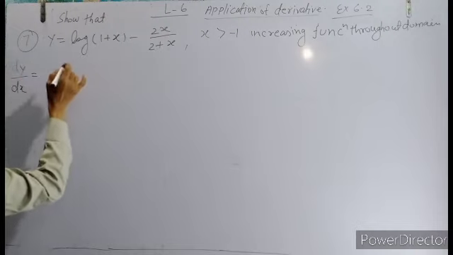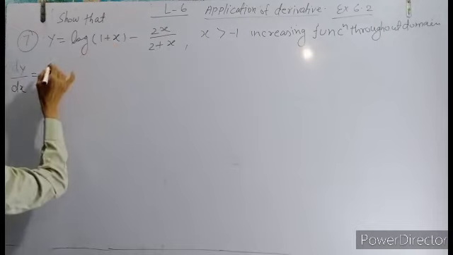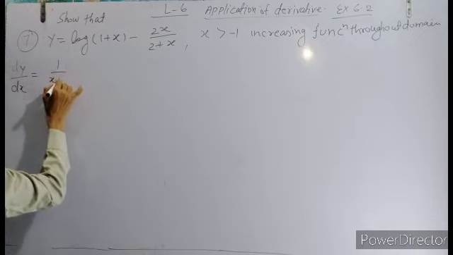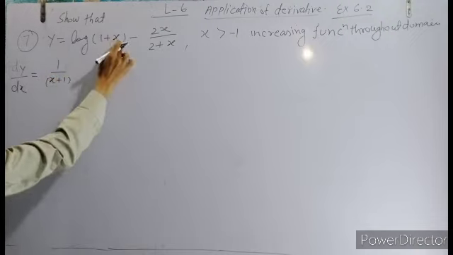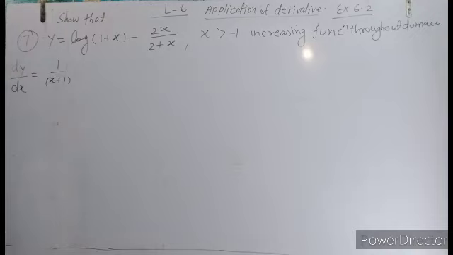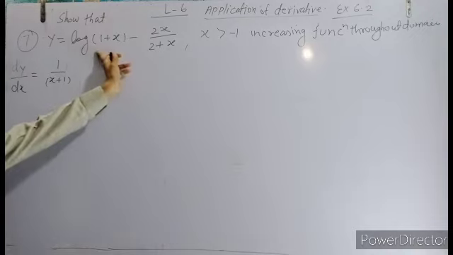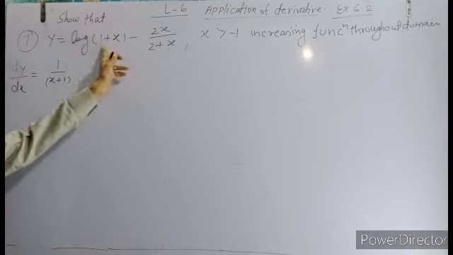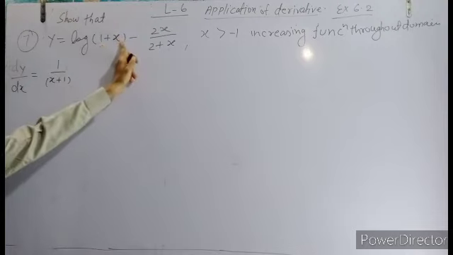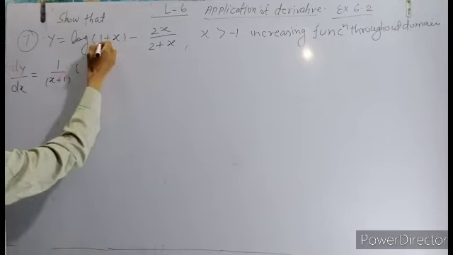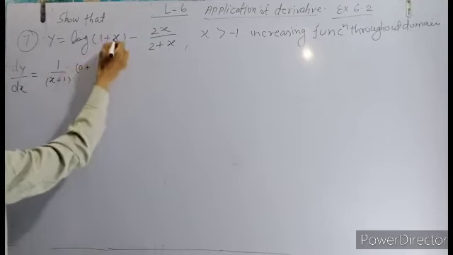What is the derivative of log(1 plus x)? It is 1 upon (x plus 1) into the derivative of (1 plus x), by using the chain rule. The derivative of 1 is 0 and the derivative of x is 1.